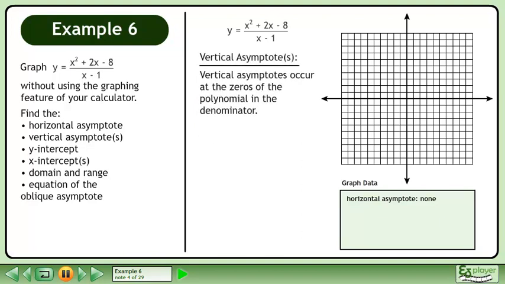Now we'll find the vertical asymptotes. Vertical asymptotes occur at the zeros of the polynomial in the denominator. Write the equation x minus 1 equals 0. Add 1 to both sides of the equation to get x equals 1. There is a vertical asymptote at x equals 1.